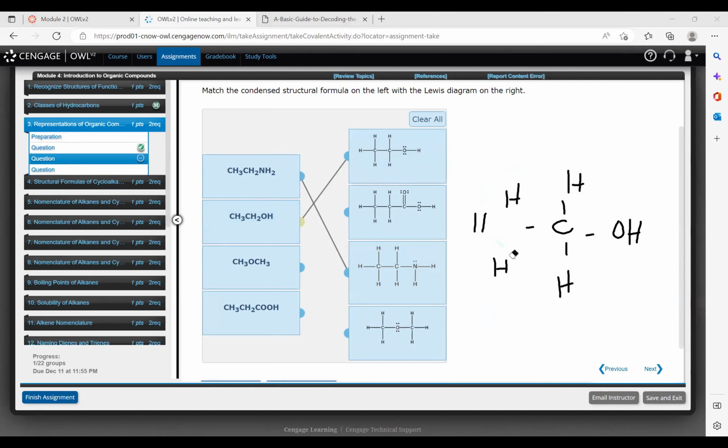All right, next one. Again, we have our CH3. So I'll draw that out here. So you have 3 hydrogens surrounding that carbon.